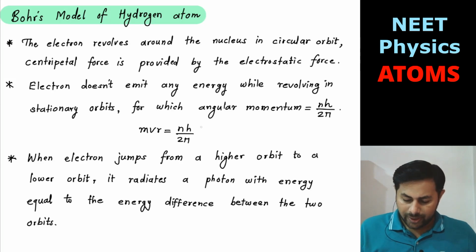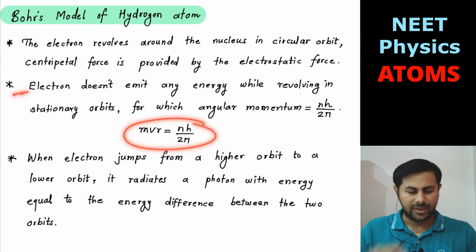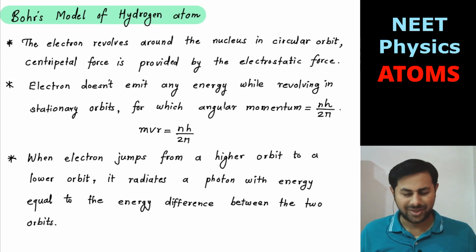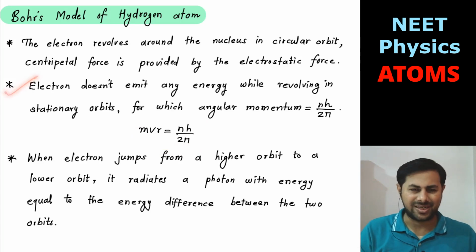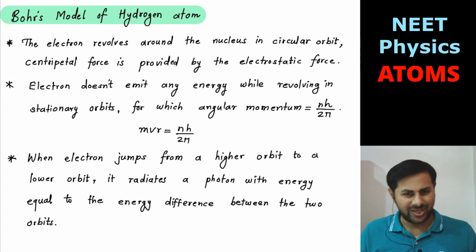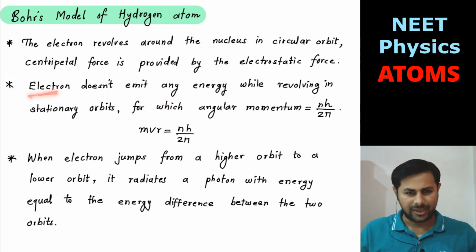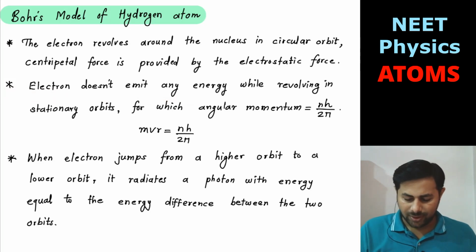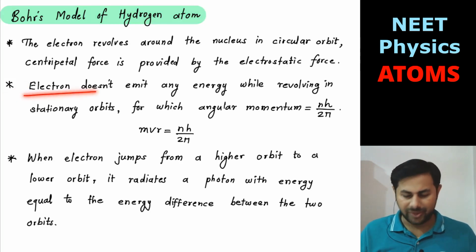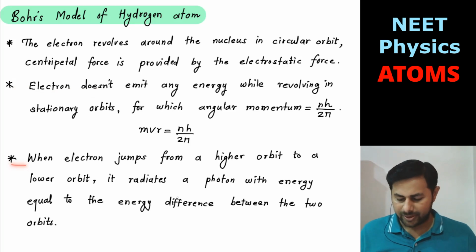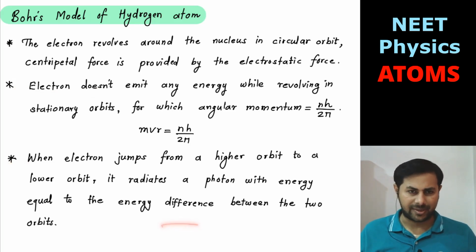So the second postulate says that there are stationary orbits, so this explains stability, we can say. He didn't give any reason, but we'll talk about the reason for that. This second postulate, that the electron revolves in certain orbits which are stable, explains stability if the reason for that is given. And the third one gives the reason for atomic spectra.